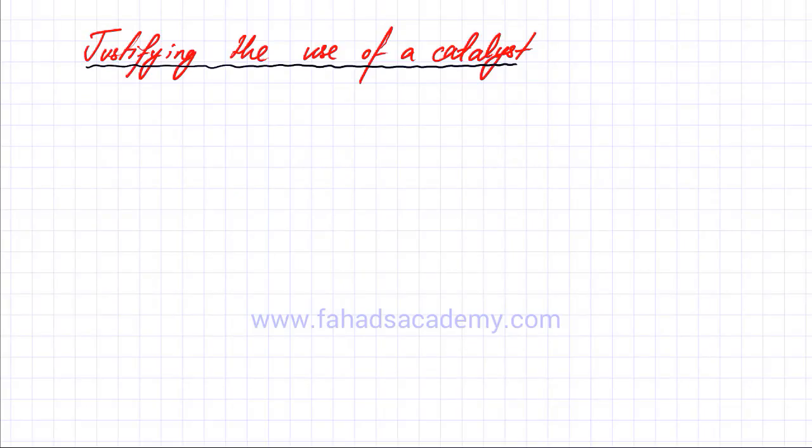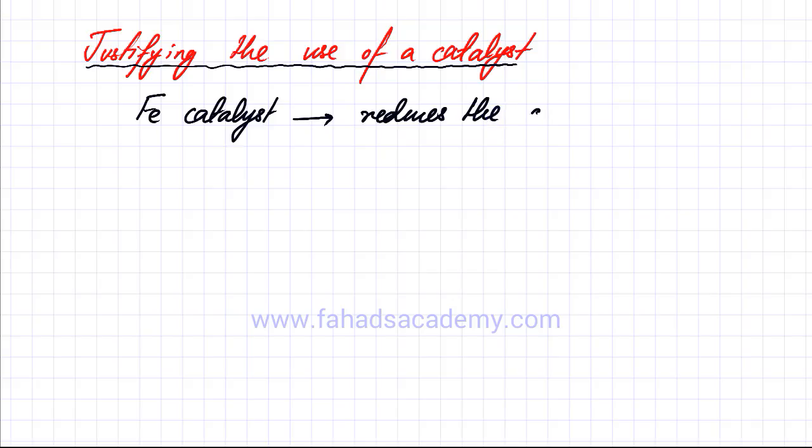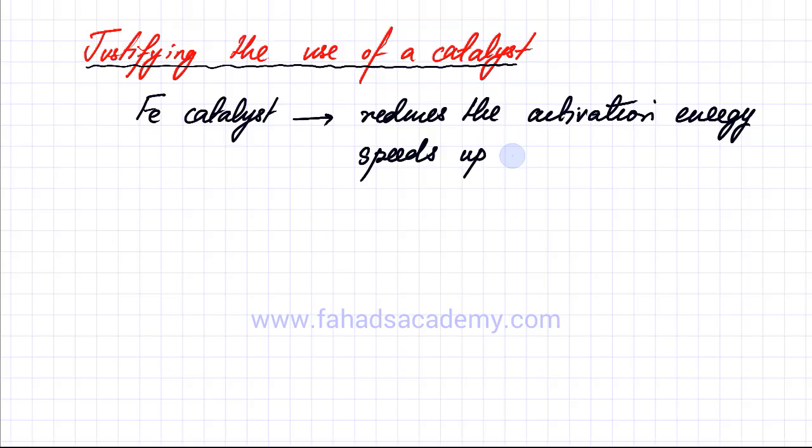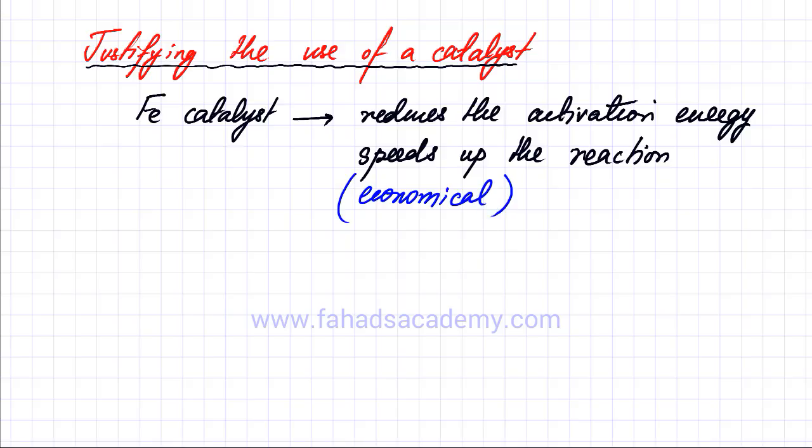Now, the last condition that we need to justify is the use of a catalyst. So, iron is used as a catalyst in the Haber process. And what's the purpose of a catalyst? Now, justifying this is very simple. A catalyst reduces the activation energy and speeds up the reaction. So we can say that indirectly it is going to be more economical, because a catalyst would reduce the energy requirements and it would give you a faster reaction.